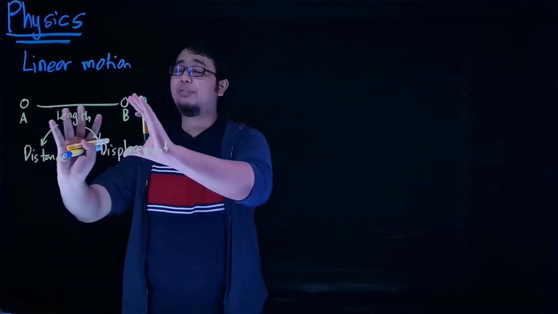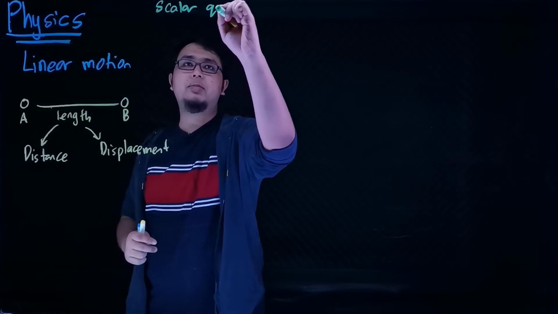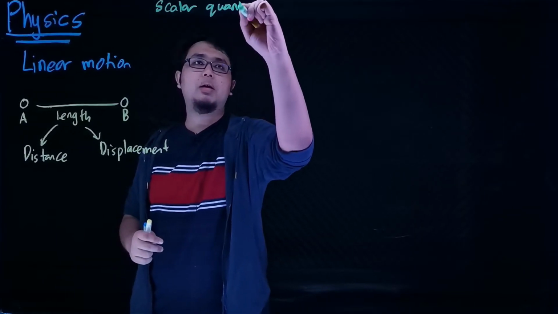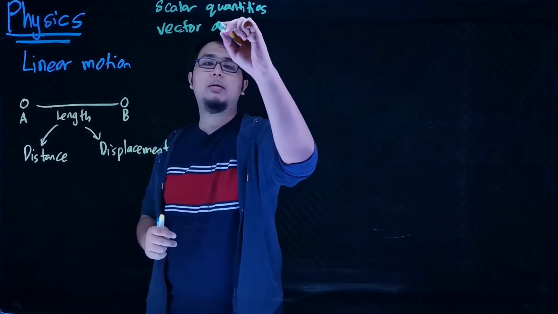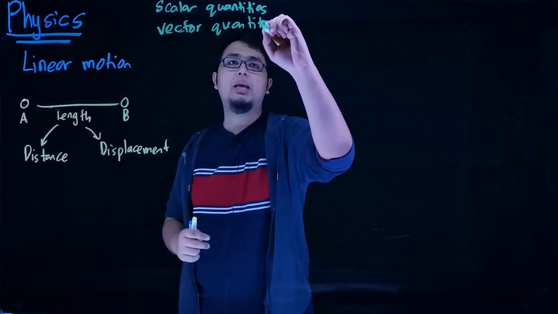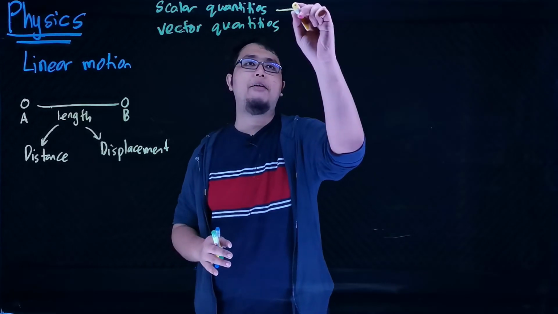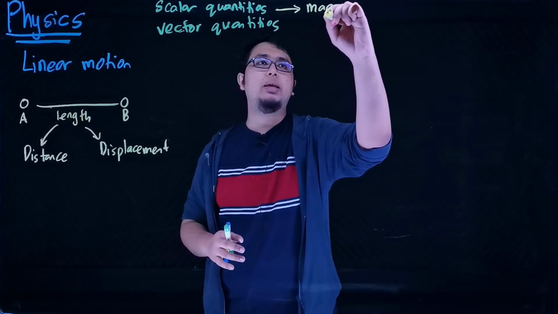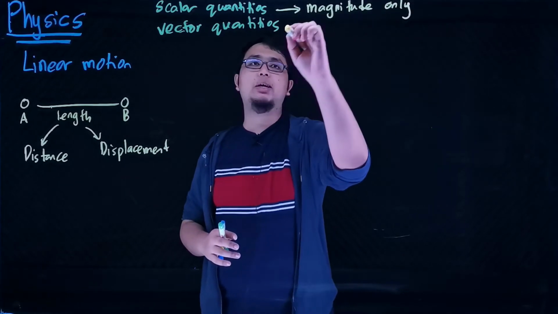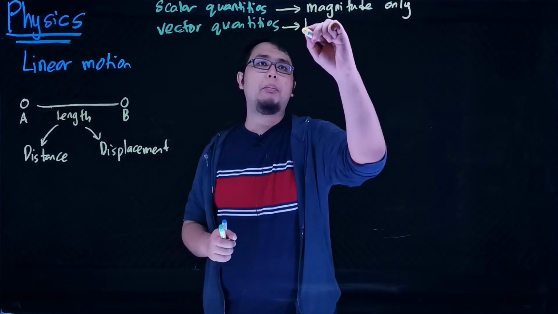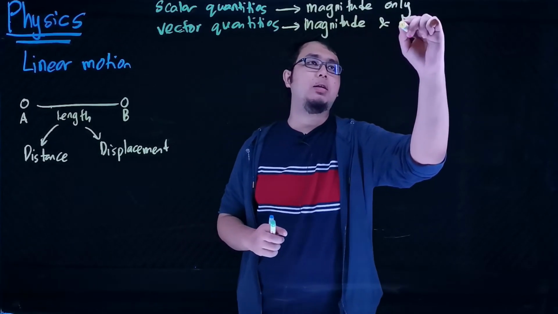So we're going to shift from here to something else first. We're going to talk about scalar quantities and vector quantities. Scalar quantities have magnitude only. Vector quantities have both magnitude and direction.